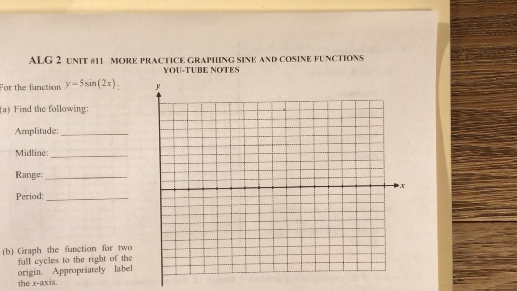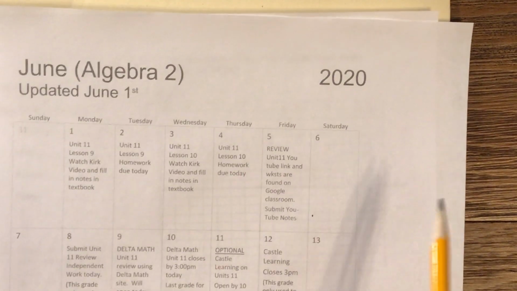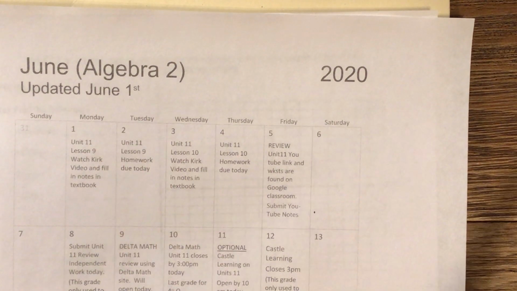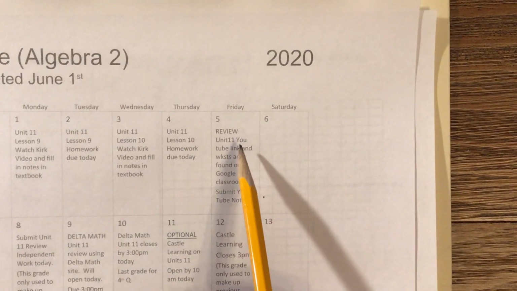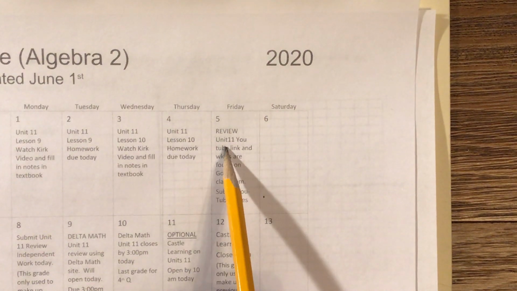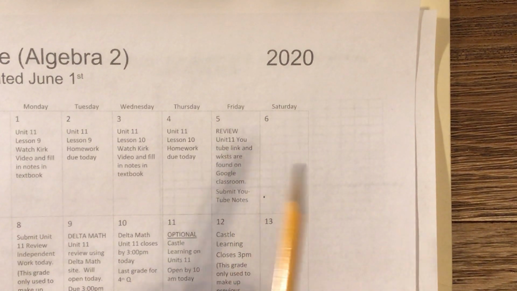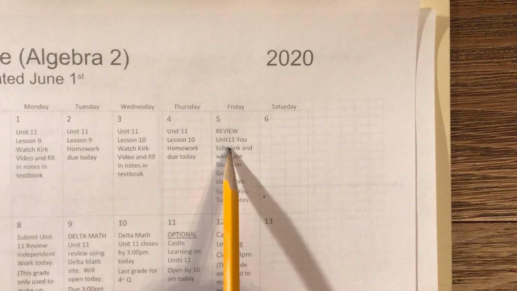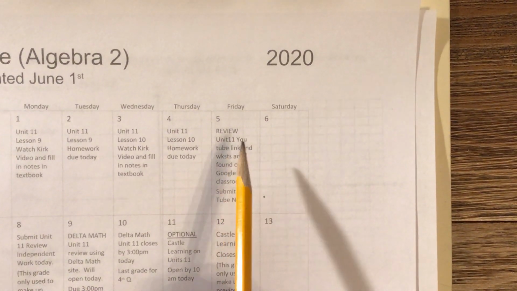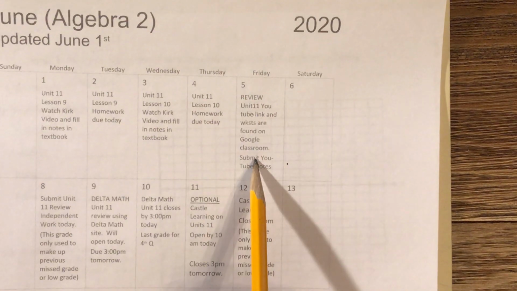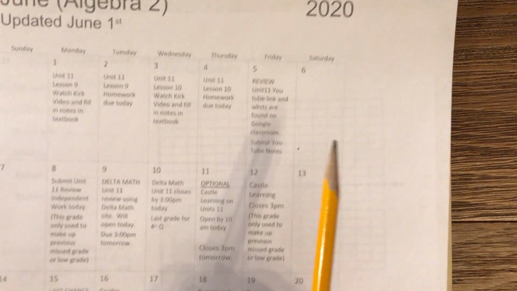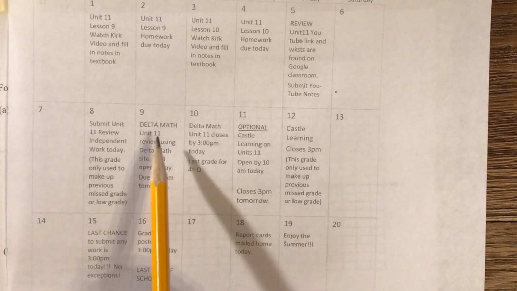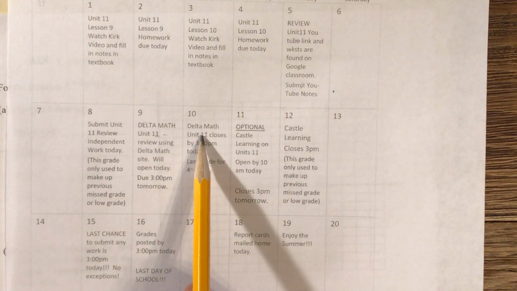Okay, Algebra 2 people, we got our most recent, and this is the final calendar that I put out on June 1st. We should be doing some review. It says review unit 11, but I'm going to focus basically on just graphing sine and cosine because I think people need to work on that. And then you're going to turn in the notes for today, and then next week, really, all you have to do is the Delta Math. Delta Math will be the final grade.